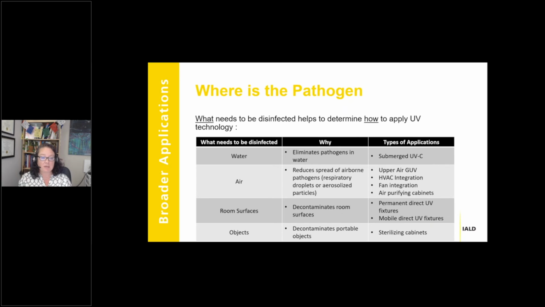What about the surfaces in a room? Pathogens like MRSA, which is an antibiotic-resistant bacteria, are typically transmitted via contact with infected surfaces. So disinfecting surfaces is a very critical part of controlling that pathogen spread. In general, there are two broad approaches to disinfecting surfaces in a room, either permanently installed direct fixtures that shine UV onto the room surfaces, either when occupied in the case of 405 or 222, or when unoccupied for 254.